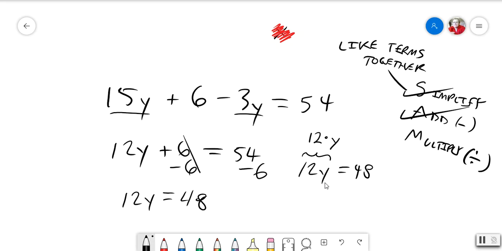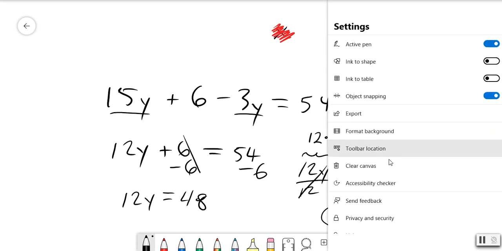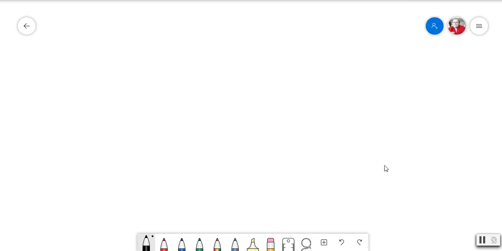To get rid of the 12, you do the opposite. The 12 is times y. The opposite is division. So you divide both sides by 12. So y equals 4. That's your answer. That's how that works in general. Okay. Question number 4. There were several people that had some trouble with that. So let's look at that specifically.